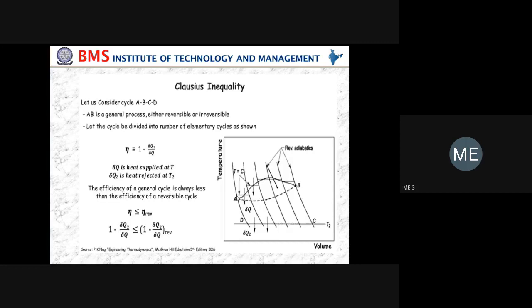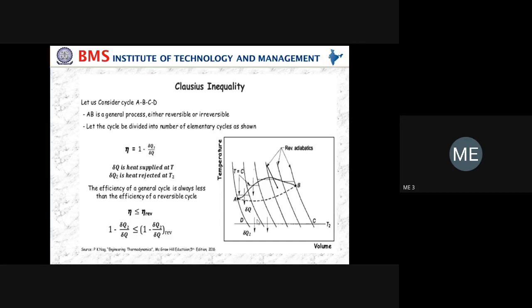And you have to write AB is a general process, and this one is T2, and you can write like this. So even labeling is most important. Now you see, mark the points as A, B, C, and D. First and last point you mark as A and B, and these 2 points you mark as C and D. So let ABCD be a cycle, because initial and final states are the same. Let us consider ABCD as a cycle, just a cycle.